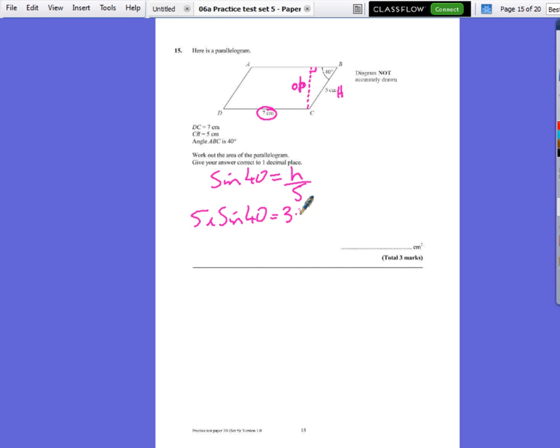which is 3.2139 and so on. Now just leave that in your calculator, because to work out the area we just need to multiply that by 7. So multiply that by 7, we get 22.5 centimetres squared, correct to one decimal place.